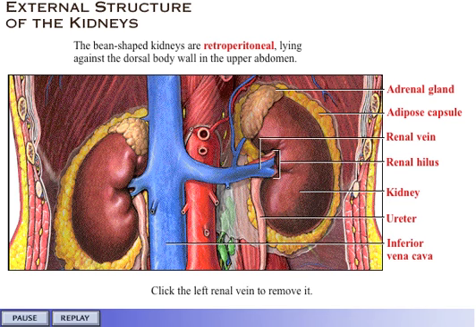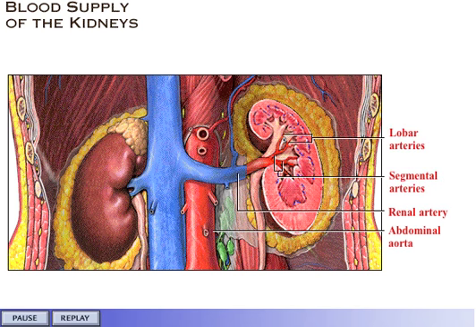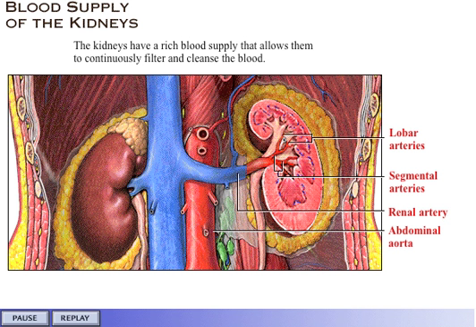To learn more about the kidney's blood supply and see the underlying renal artery, click the left renal vein to remove it. When the renal vein is removed and the kidney is shown in frontal section, you can see the deeper renal artery and its connection to the abdominal aorta. Branching from the renal artery are the segmental and lobar arteries. Together, these vessels provide the kidneys with a rich blood supply under high pressure that allows them to continuously filter and cleanse the blood. Now click the left kidney to take a closer look at its internal structure.